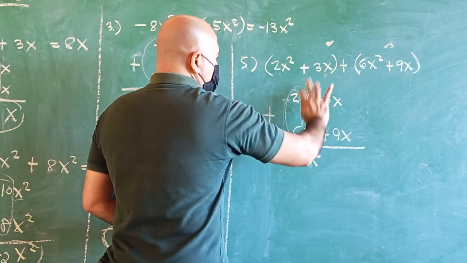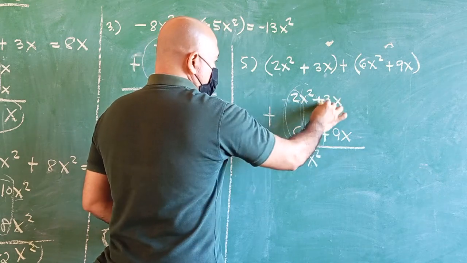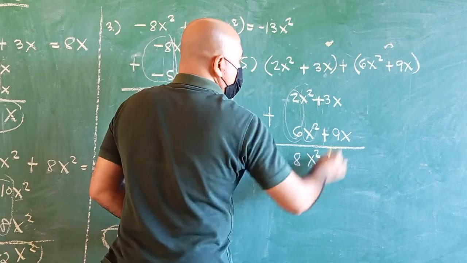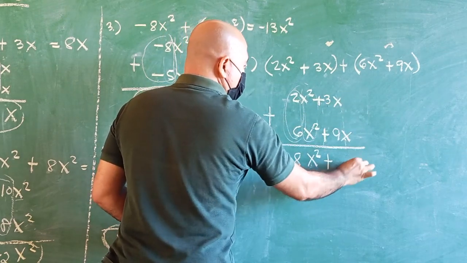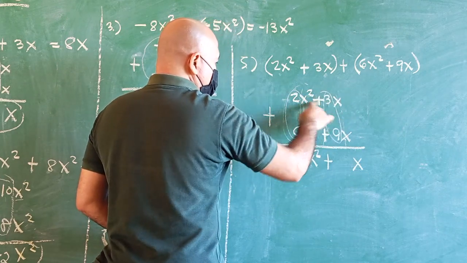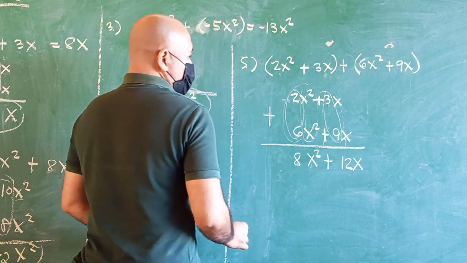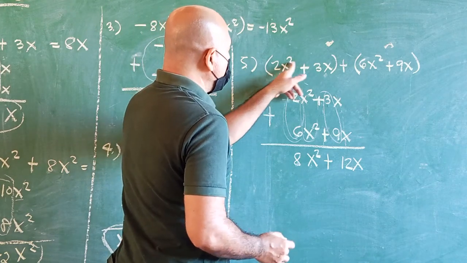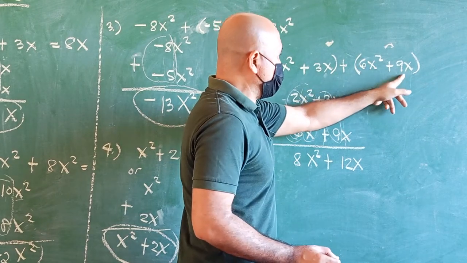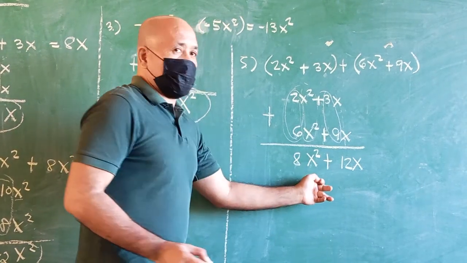And then proceed to the second term, but before that, you consider the operation. Since the operations are the same here, just bring down plus. And then bring down the common variable x and add only the numbers, that is positive 3 plus positive 9, that is 12. So therefore, the quantity of 2x squared plus 3x plus the quantity of 6x squared plus 9x, the answer is 8x squared plus 12x.